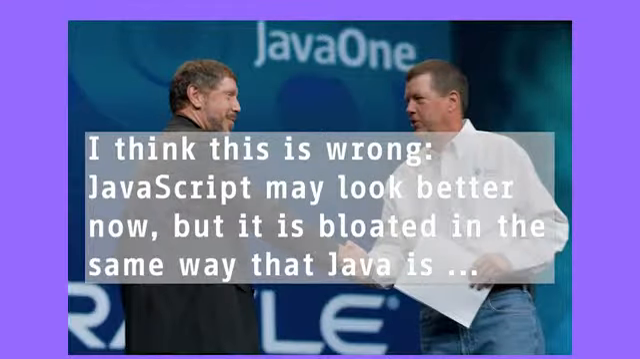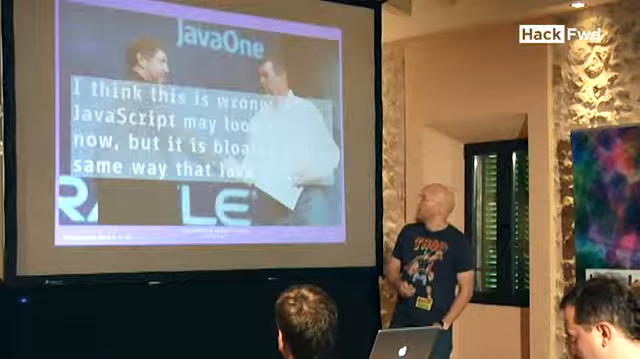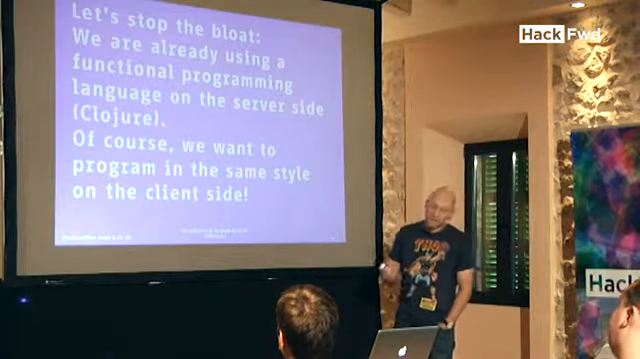Today maybe the JavaScript code looks better, but it gets the same way, it gets really bloated. Java programs are known to be really bloated. You have to do lots of boilerplate code to get anything done. And what we shouldn't do now is bring this model of programming to the JavaScript world, because the language has much more possibilities. So let's stop the bloat.